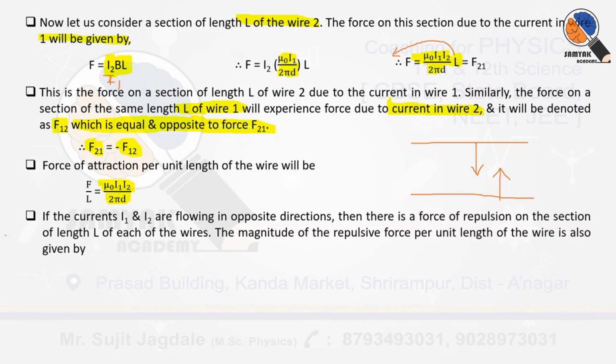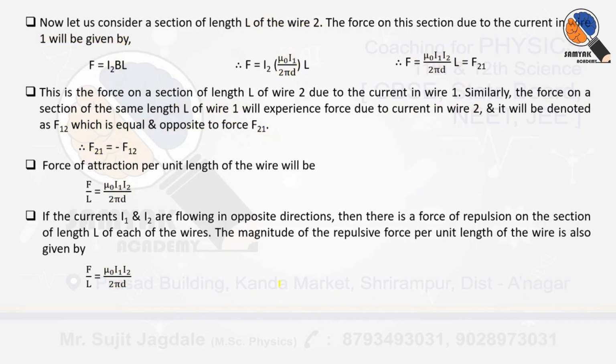And if the currents I1 and I2 are flowing in the opposite directions, then there is a force of repulsion on the section of length L of each of the wires, and the magnitude of repulsive force per unit length of the wire is also going to be given by same expression, which is, what is that expression? F upon L is equals to mu 0 I1 I2 divided by 2 pi d, where d is distance of separation between those two parallel wire, which is going to be constant throughout the process.